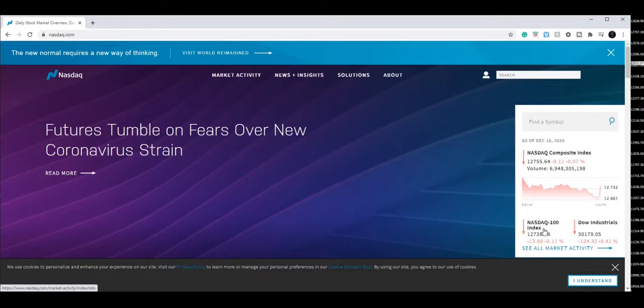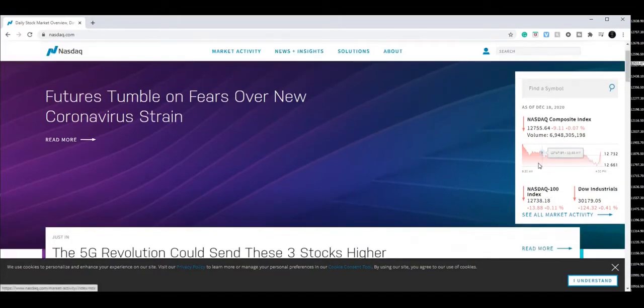Now the volume of this is 6,948,000,000. That's a big number. If you think about it, how many people are trading this in a day, or how many people are putting money into this? There is 6 trillion. That's a lot of money. So what do we see?